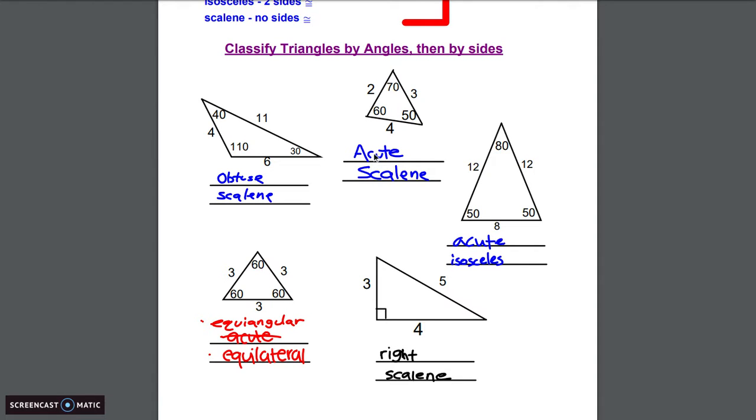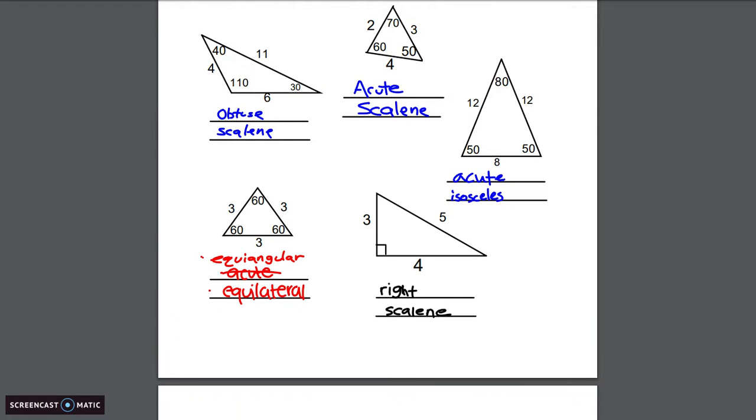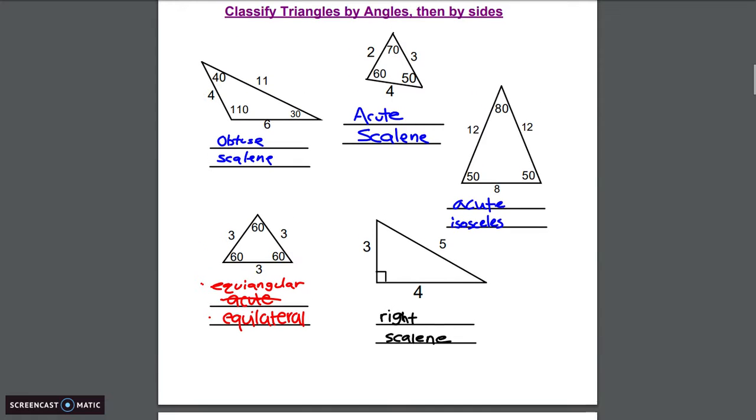For this one, all of these measures are less than 90, so that would make it acute. And then once again, it's scalene because 2, 3, and 4 are not equal. Now for this one, we have all less than 90 degrees, so it's acute again. And then it's also isosceles because we have two measures that are the same, the 12s, but the 8 is different. That's why it's not equilateral.